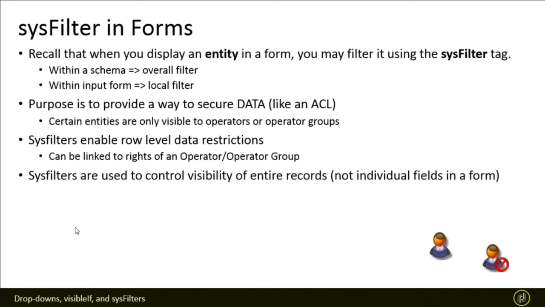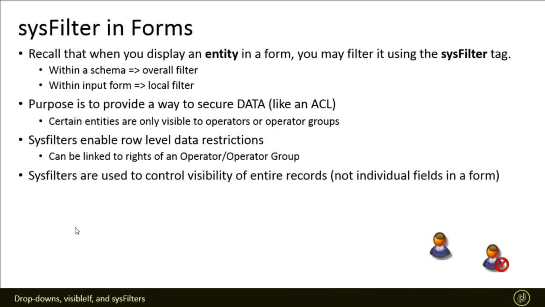We can also apply system filters in forms. Recall that when you display an entity in a form, you may filter it using the system filter tag. I can put the filter in the schema, which means it's an overall filter and applies wherever the schema definition is used. I can also put it in the form, which means it's a local filter to the form itself. The purpose of using system filters in forms is to provide a way to secure the data, like for example with a restricted access list.